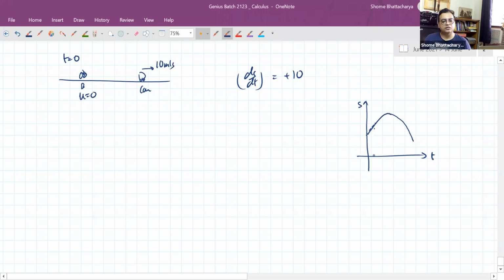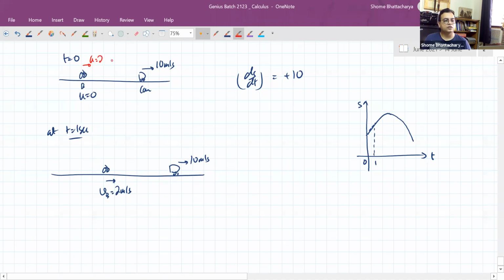But for example, let's see what is happening at 1 second. At t equal to 1 second, by now the bike has got some velocity. It has got a velocity of 2 meters per second, but the car continues to move at 10 meters per second. Because this had an acceleration of 2 meters per second square. So still you can see that the distance between them is increasing. Still you can see that this S is increasing. So still S has a positive slope.